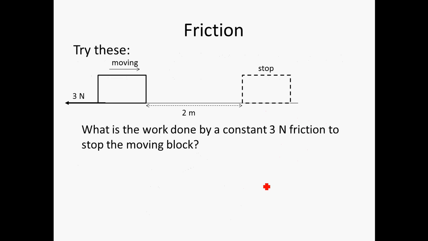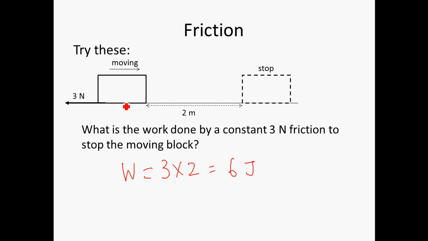Let's look at one simple example. What's the work done by a constant 3 Newton frictional force used to stop the block from moving? If the block is moving to the right and it is stopped in 2 meters, of course the work done by friction will be 3 times 2, which gives you 6 joules, because the distance moved is 2 meters in the direction of friction.